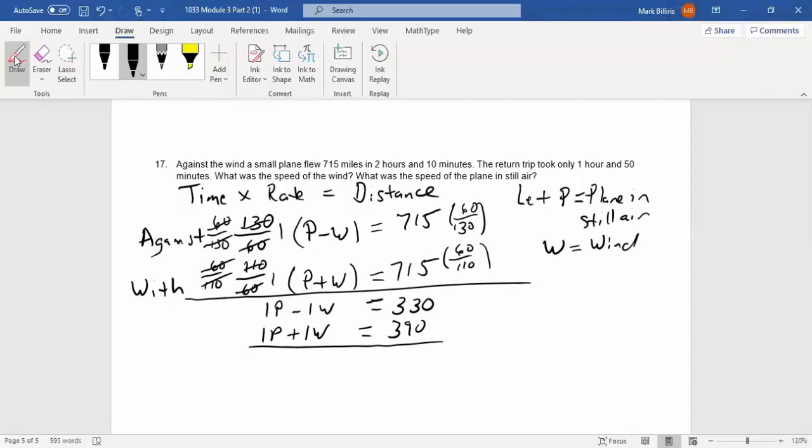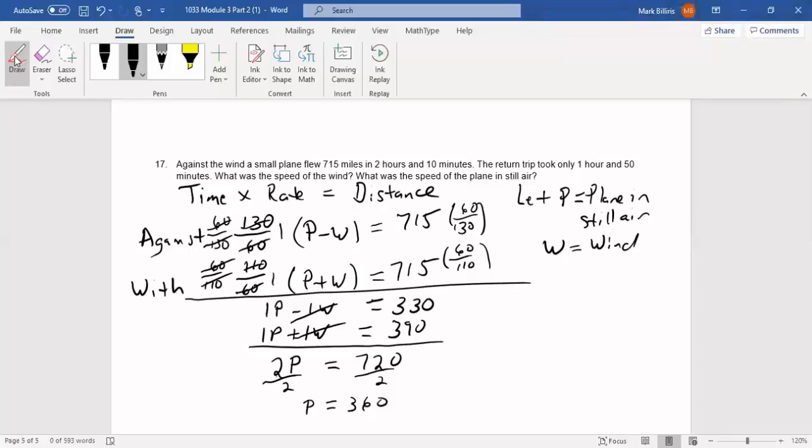And now we're going to solve the system using addition. Look at what we have, and this will happen every single time if you follow this method. Look at the W's, negative 1W and positive 1W. That will be eliminated when we add. So I don't have to make any change to either equation. I'm just going to add straight down. So the W's are eliminated. That gives me 2p equals 720. Now I'm going to divide by 2. And p equals 360. What does p represent? The speed of the plane in still air.